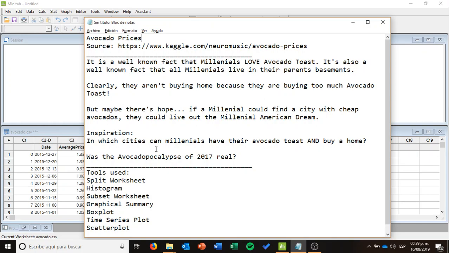But maybe there's hope. If a millennial could find a city with cheap avocados, they could live out the millennial American dream. So we're going to try to answer these two questions that inspire the problem from this Kaggle database. In which cities can millennials have their avocado toast and buy a home? And was the Avocadopocalypse of 2017 real?